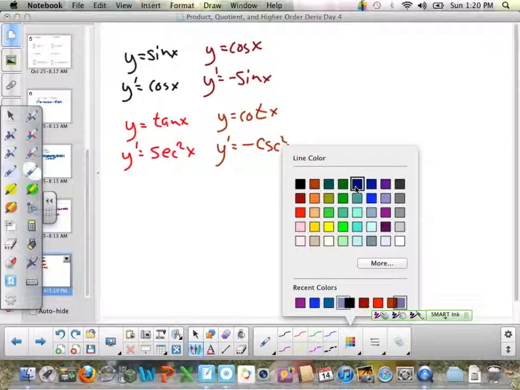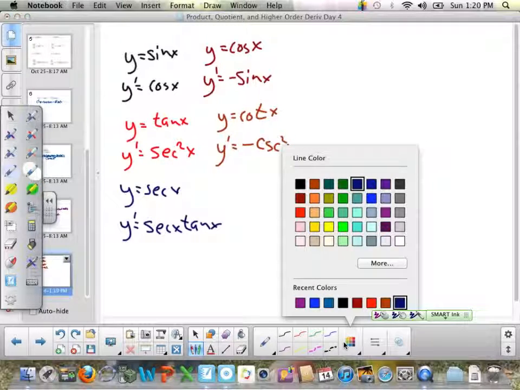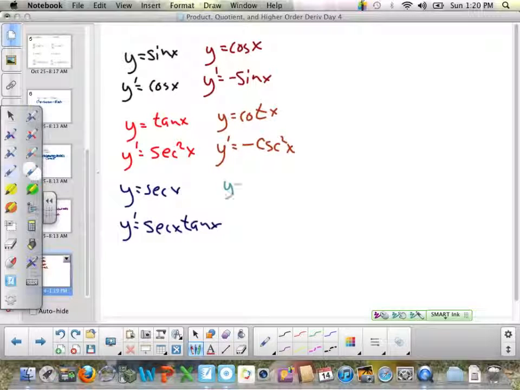And our two from today, the derivative of secant of x is secant x tangent x. And the derivative of cosecant x is negative cosecant x cotangent x.